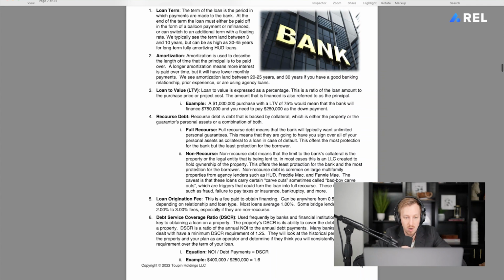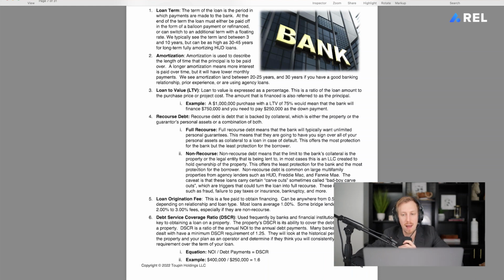Recourse versus non-recourse debt. So there are two types of loans, recourse and non-recourse. Non-recourse is better. What is recourse? Recourse means you are backing this debt and you are fully guaranteeing that this debt will be repaid. Personally, you are guaranteeing that.